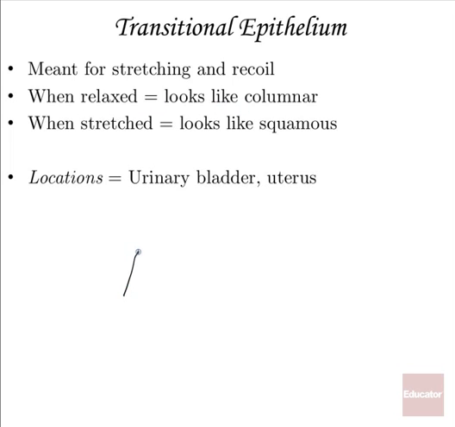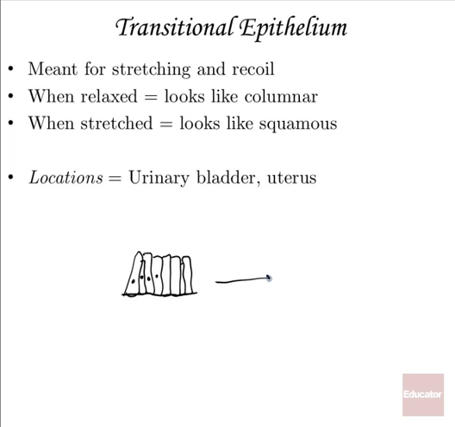So here's your relaxed transitional epithelium, like the lining of the urinary bladder or the uterus. And yes, you'd have the nuclei, of course. So when relaxed, when there's not much in it, they look like that.